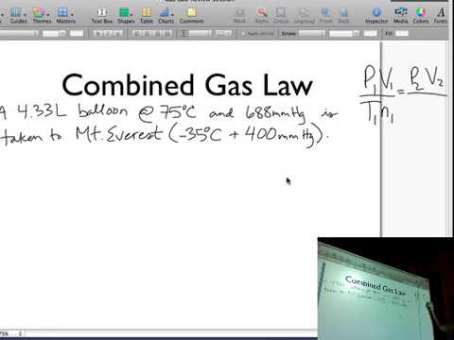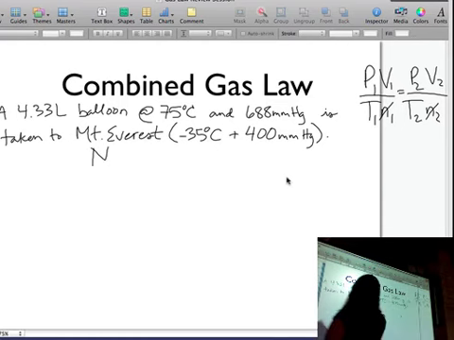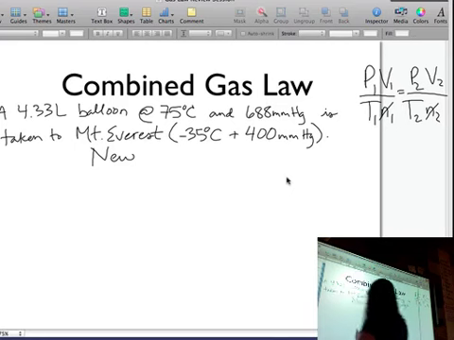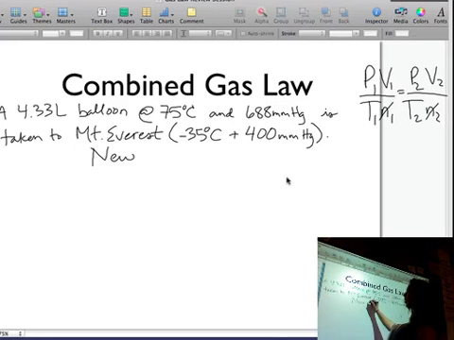What about moles? Did I mention moles? No. You don't need it. So what does that mean? It means I can ignore it. I can just take this out altogether. Say we didn't have temperature, but we had moles instead. Is that the same?